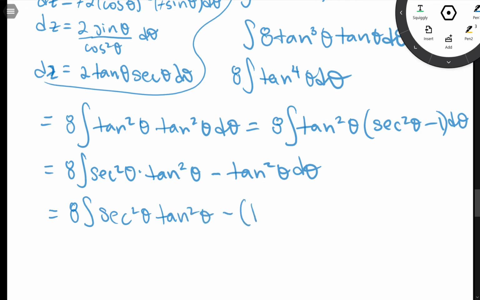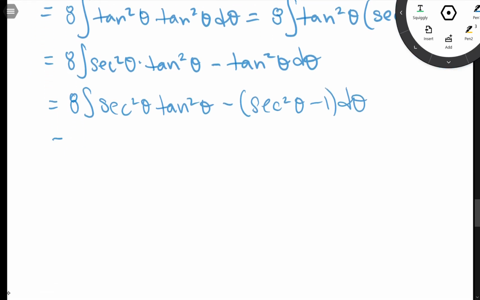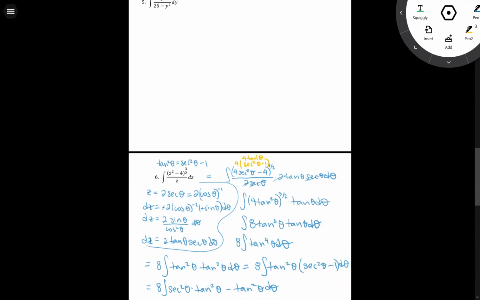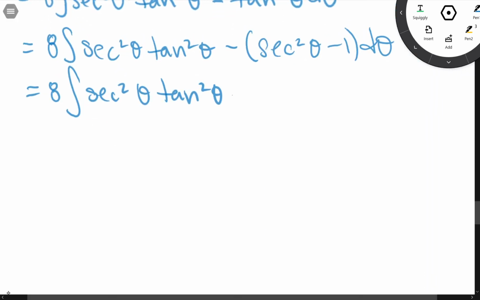And then, oops, let me not get it backwards. Secant squared theta minus 1. Okay, good thing I left lots of room for this one. It's a mess. Secant squared theta, tangent squared theta. I'm going to separate this off. Maybe I'll wait for one more step. So I have a minus secant squared theta plus 1 d theta.